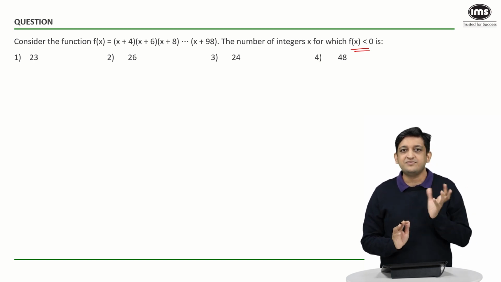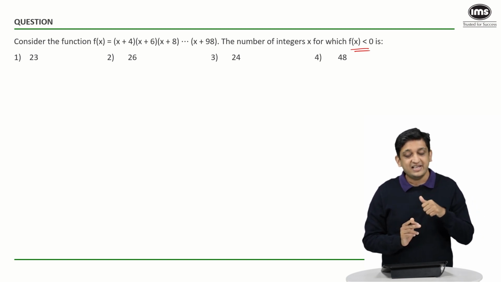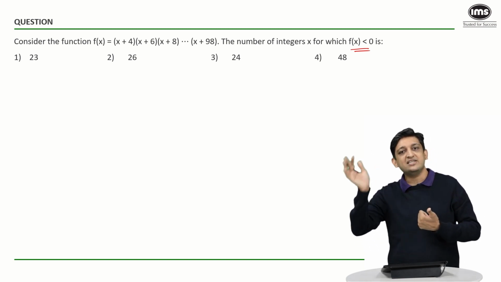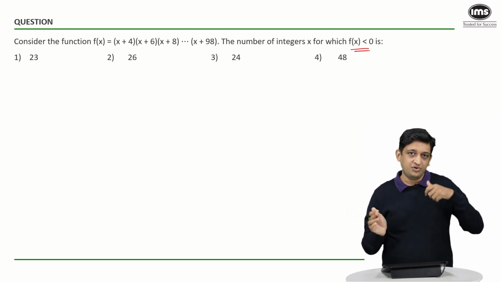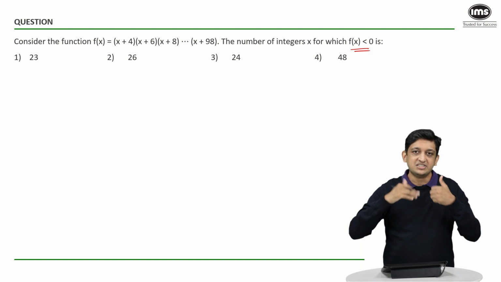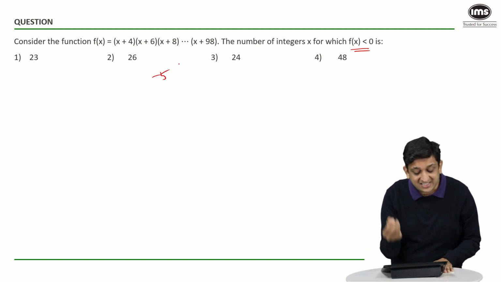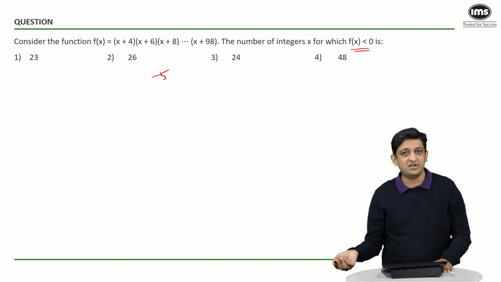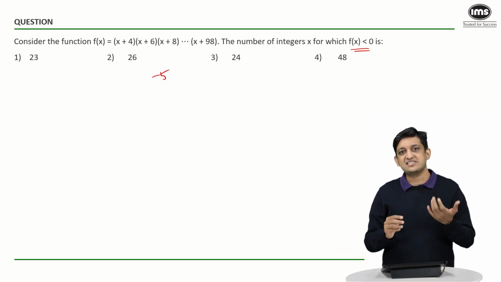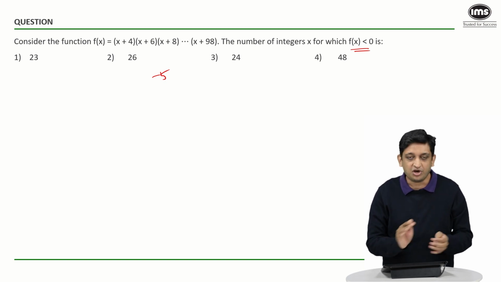What about minus 5? When it comes to minus 5, plus 4 is negative and all the other terms are positive. So if you have one negative term multiplied by so many positive terms, you are still going to get the resultant as negative. So minus 5 is definitely something that is going to be true in this particular case. What about minus 6? The entire thing becomes 0 if you put x equals minus 6, so not valid.